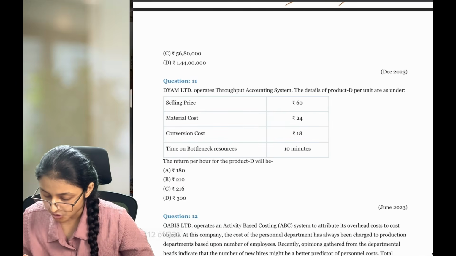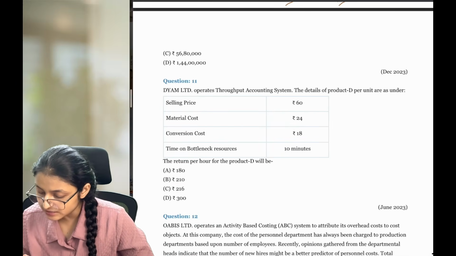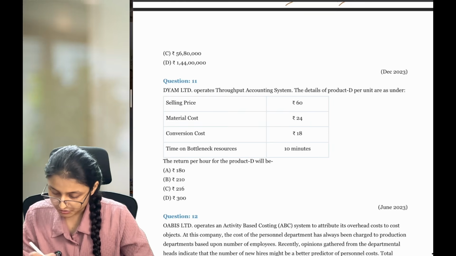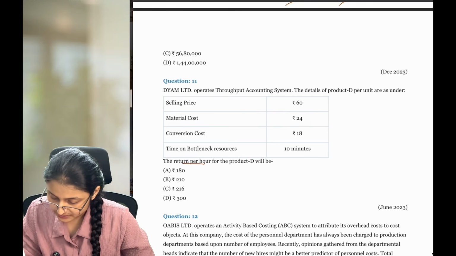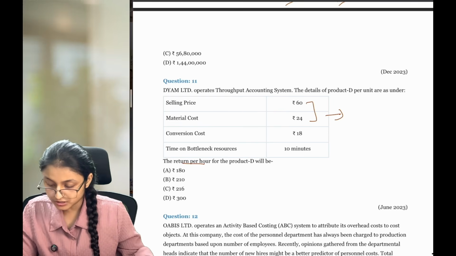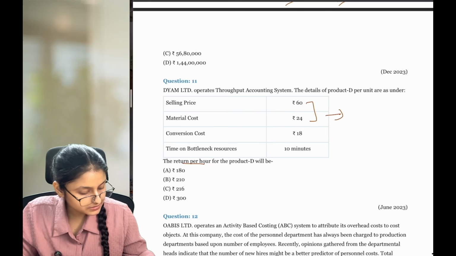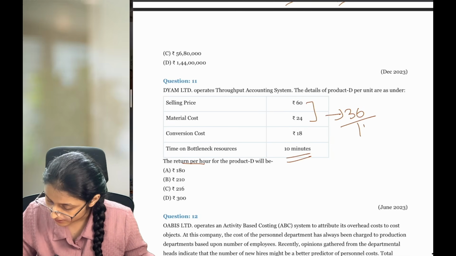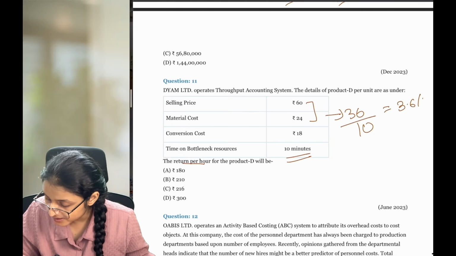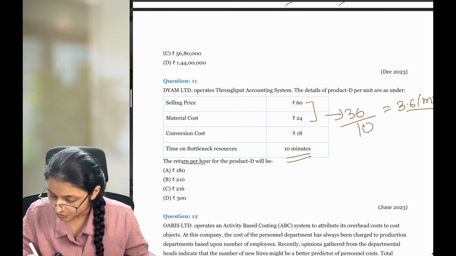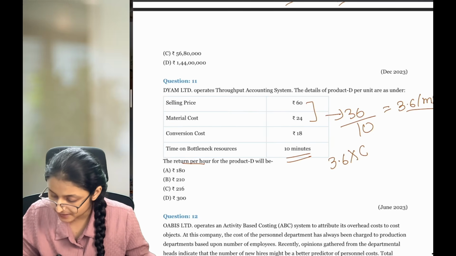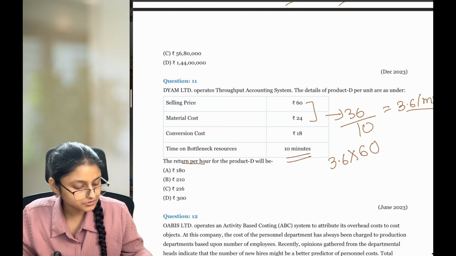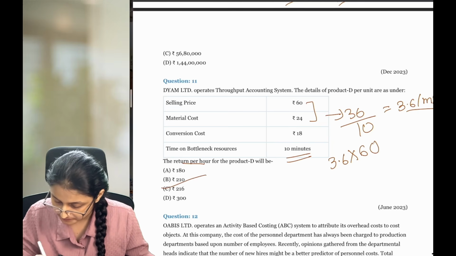The Arm Limited operates a throughput accounting system. The details of the product D are as under. You need to calculate return per hour. So selling price minus material cost will give you the return which is throughput. 60 minus 24 is 36. And 10 minutes is required on every unit. So 3.6 per minute is the return per minute. You have to calculate return per hour. So just multiply this with 60. 3.6 into 60 will give you 216.